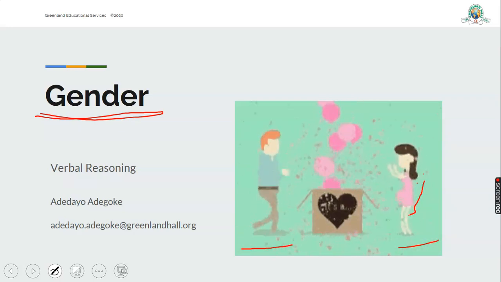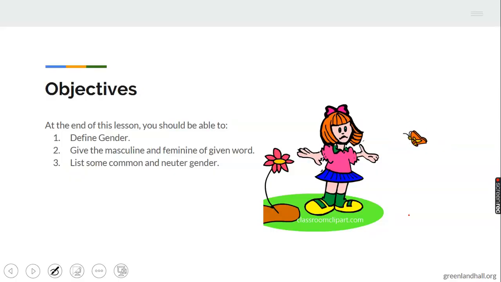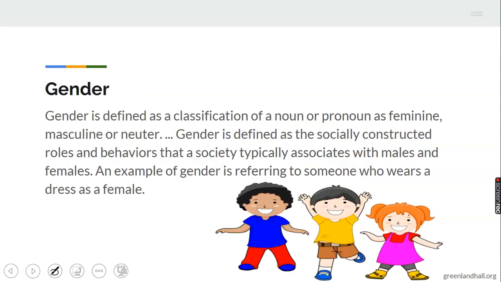We are going to see what gender really is. At the end of this lesson, you should be able to define gender, then give the masculine and feminine of a given word. Then you should list some common and neuter gender. Okay, what is gender?